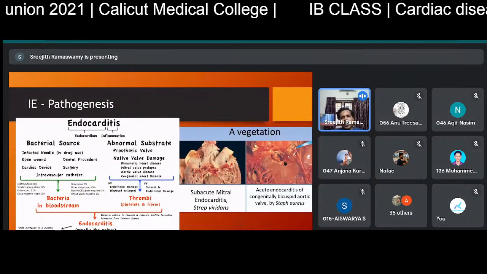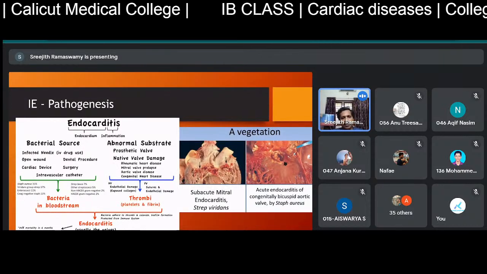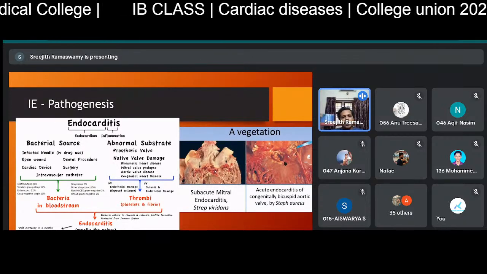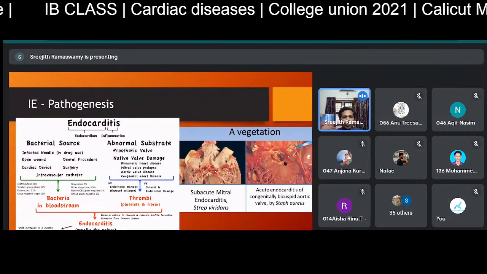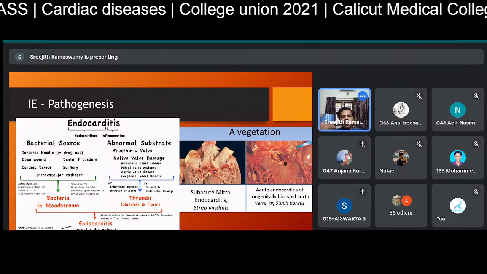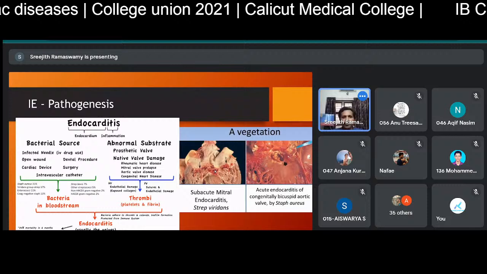Sudden high-grade fever and new onset valvular lesions can happen. While subacute endocarditis, the patient usually presents as prolonged PUO, pyrexia of unknown origin, with cardiovascular symptoms.